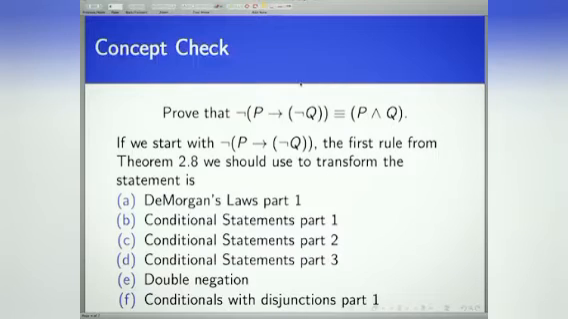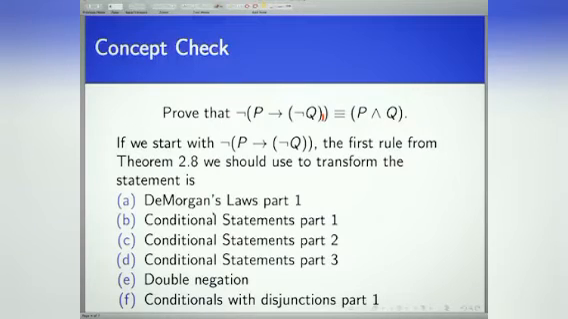So we're not going to be able to just jump straight from here to here using Theorem 2.8. We're going to have to go through a series of transformations where we gradually work, like in an algebra problem, work this statement over until it turns into this statement. So what would be the first line of the proof? And more to the point in this question, what would be the best first step, and what rule from Theorem 2.8 would justify the best first step in a proof?